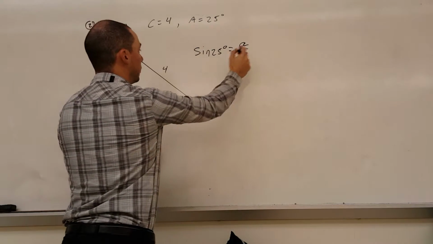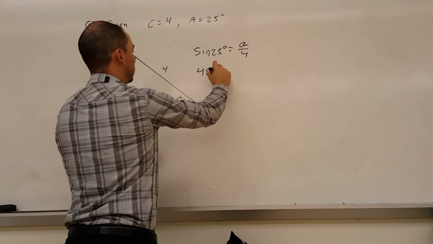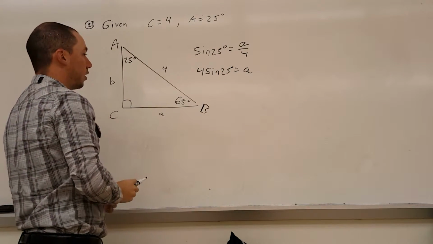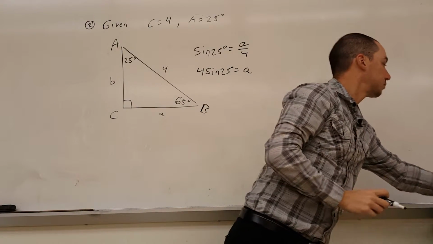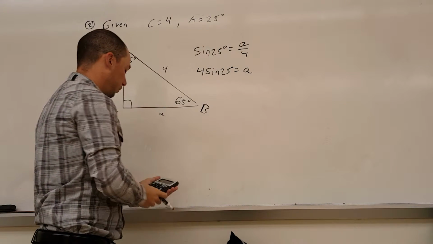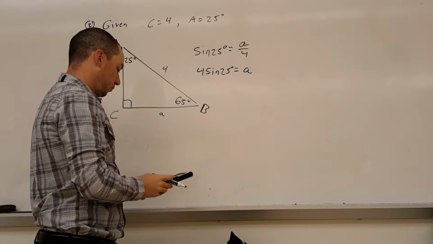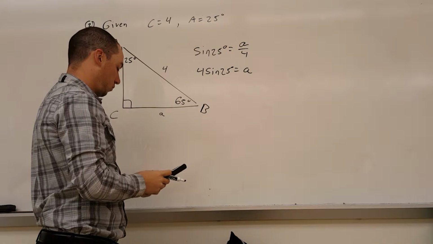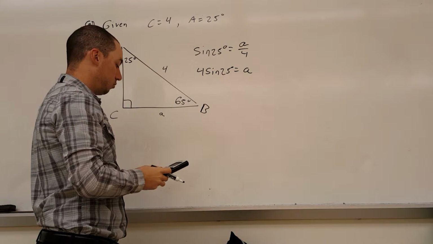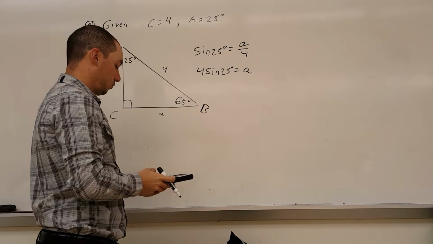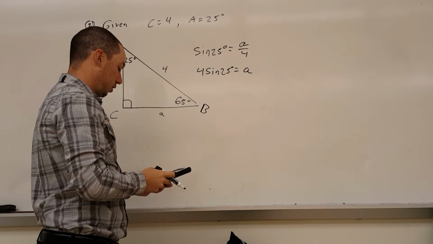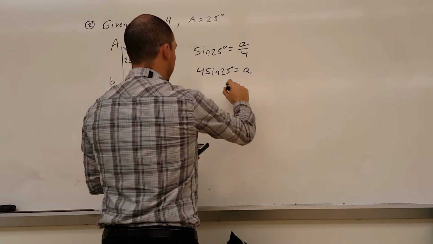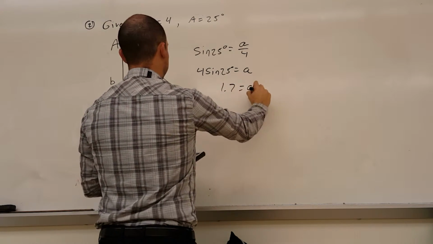Okay, solve for A, multiply both sides by 4. And calculator, we'll see. 4 times the sine of 25. Need to be in degree mode. Oops. 4 sine 25, and we get 1.7.